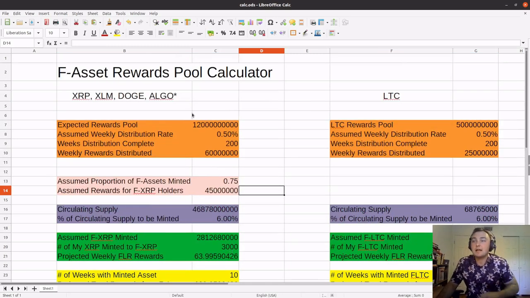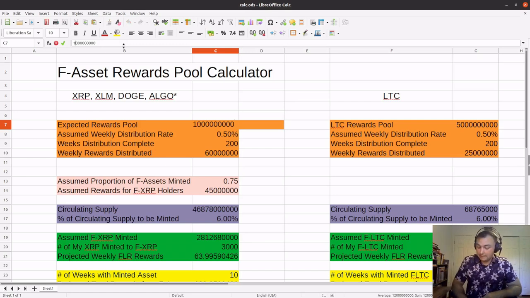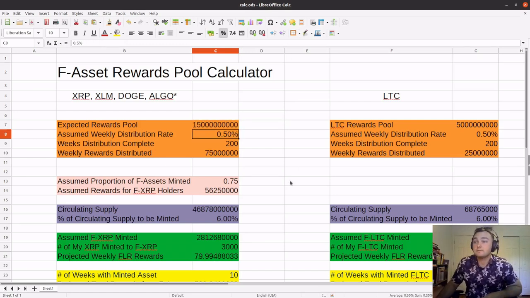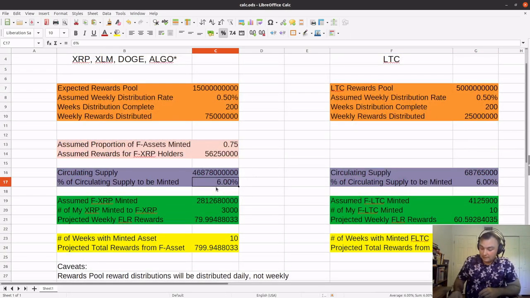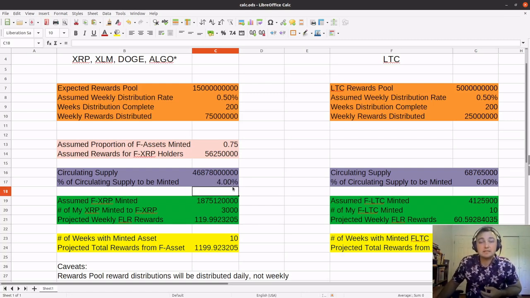So again, this changes based on, let's say we're going to throw in 15 billion tokens. Well, now our weekly distribution rate bumps up to 75 million Spark tokens per week, which again bumps us, assuming everything else is the same, 6% circulating supply minted. We have 3,000 XRP. You're looking at about 79, almost 80 Spark tokens distributed per week to us. Maybe we have less circulating supply, so maybe instead of 6%, only 4% is actually minted into FXRP. Well, now you're looking at almost 1,200 F assets. So there's a bunch of variables we don't know, especially based on the weekly distribution rate and how many F assets will actually be minted.